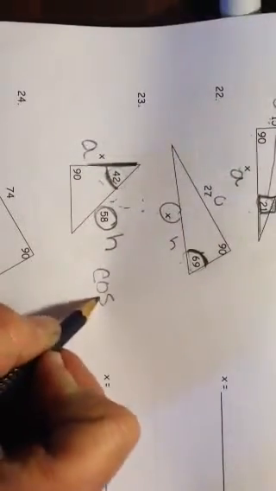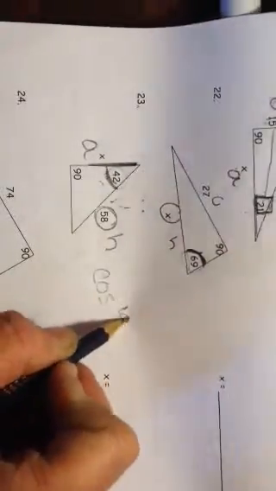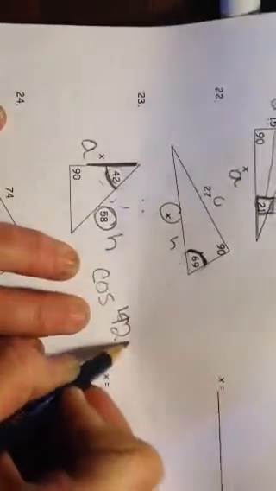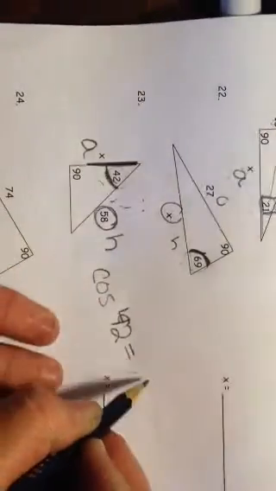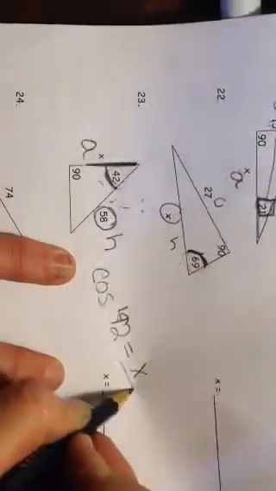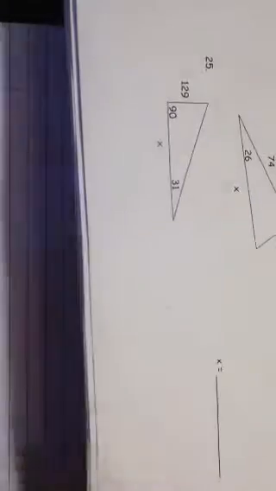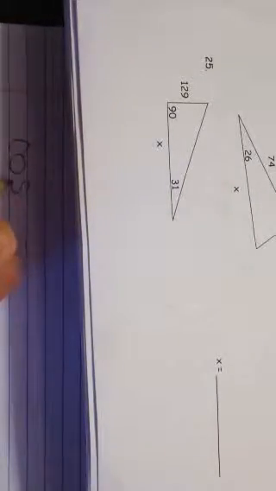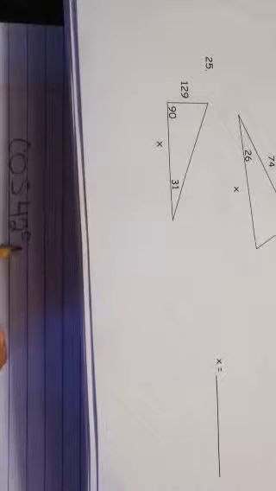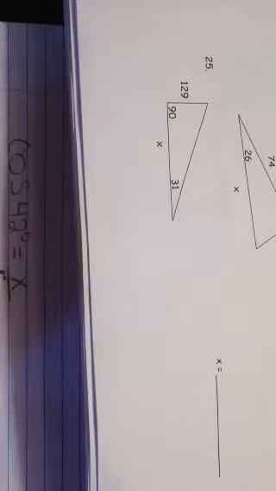So cosine of 42 equals adjacent over hypotenuse. So I'm going to bring that over here and solve. Cosine of 42 degrees equals adjacent over hypotenuse. So that's going to be 58 times the cosine of 42 degrees equals x.